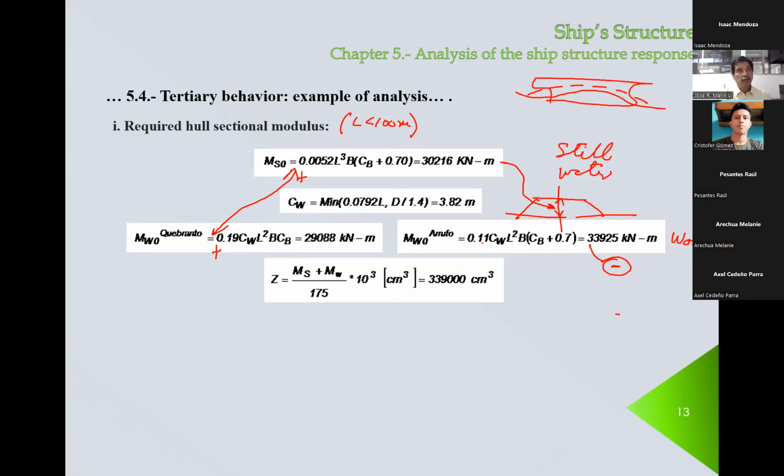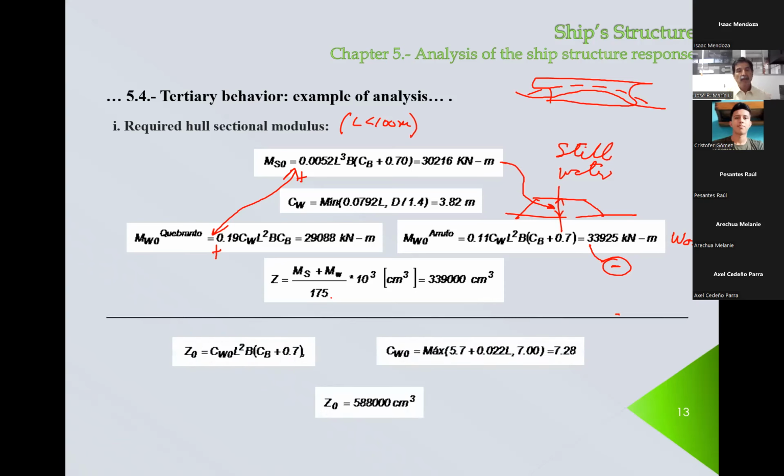So that means that in water, in waves, we need this section modulus for the whole section of the hull. And if you employ this section modulus, then the stress on the deck will be 175 exactly. But the regulation says that we also have to calculate this value, and that the section modulus cannot be less than this one.